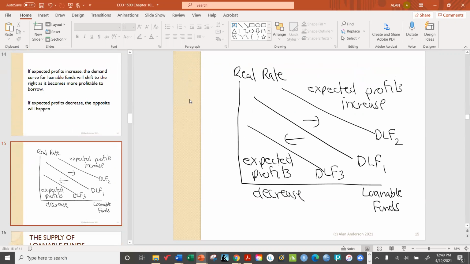So for example, let's look at this graph. What if expected profits go up? Everybody's happy, everybody's optimistic. The demand for loanable funds will go up. It's just that simple. And let me add one more thing here. To distinguish this from the change in quantity demanded, this could be thought of as the change in demand for loanable funds.